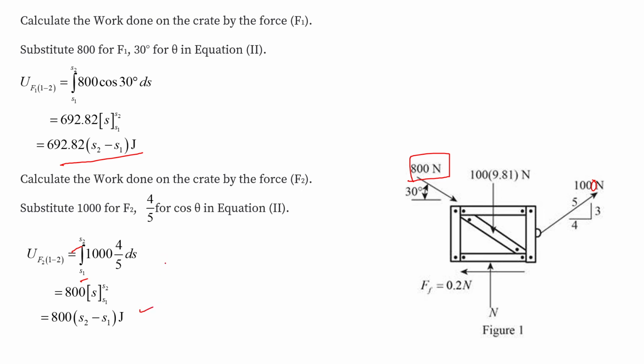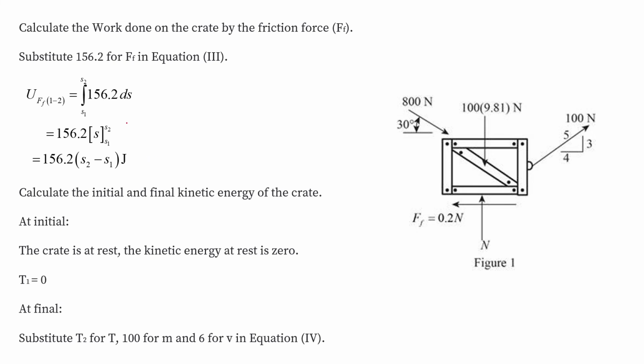So here, now let's move forward. We have to calculate the work done by the friction force. As we know, the friction force is acting in opposite direction of the direction of motion. So from here we can say that the friction force will be considered as in this direction. So from here we can write the work done by friction force, that is 156.2 into S2 minus S1. Here as we can observe that S2 minus S1 is common in all work done. So from here we can take it common, and this is equal to our displacement D.